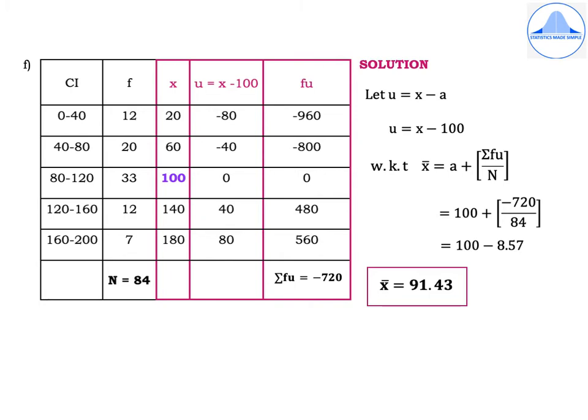Using the formula of the arithmetic mean for the deviation method for continuous data as x bar equal to a plus summation fu by capital N, we get 100 plus, within brackets you have minus 720 divided by 84, and on simplification, which is 100 minus 8.57, or x bar is equal to 91.43.